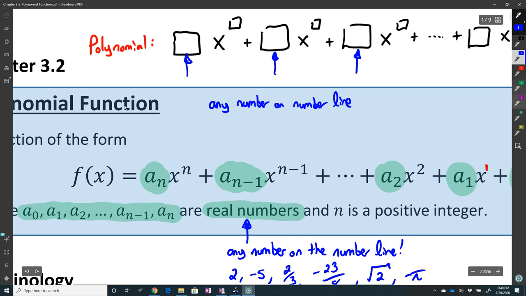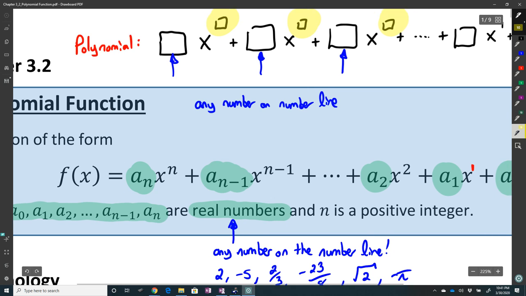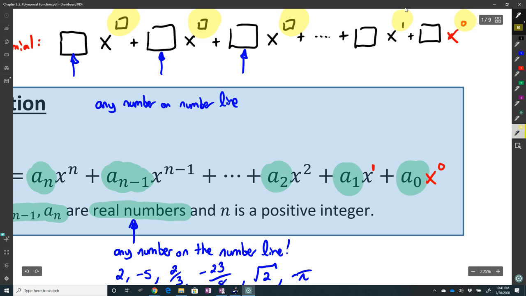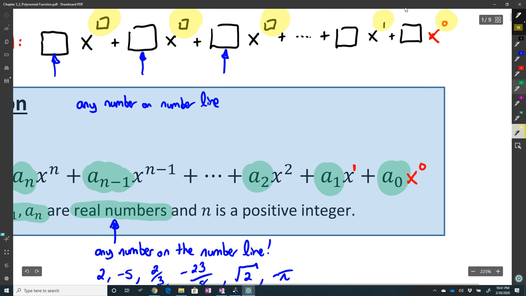Okay. Now the only thing though is that these numbers, the exponents, they're more restrictive. The exponents must be whole numbers. And I'm going to say exponents of x must be whole numbers.